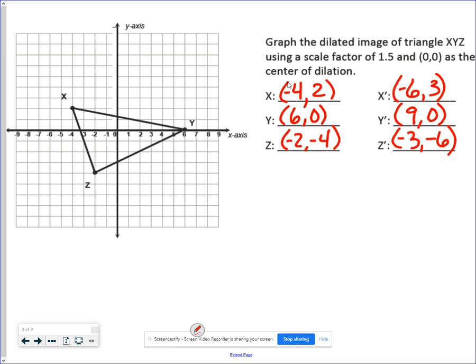So those are our ordered pairs just by doing our multiplication. -6, 3. So it is bigger. It's an enlargement because it's more than 1, but it's not like doubling the size. It's only taking it 1.5 times as much. And Z prime is going to be at -3, 6, right here. There we go. Okay.